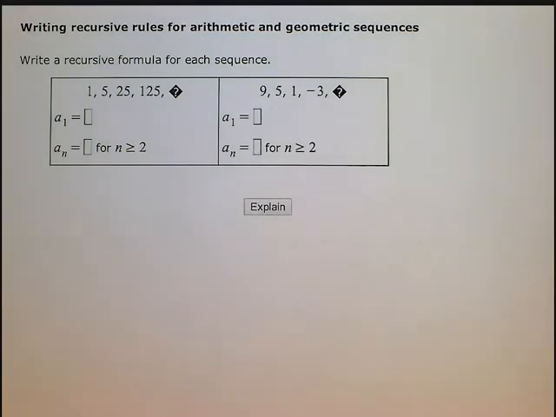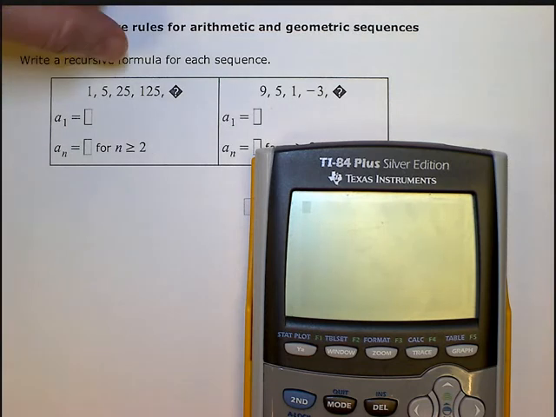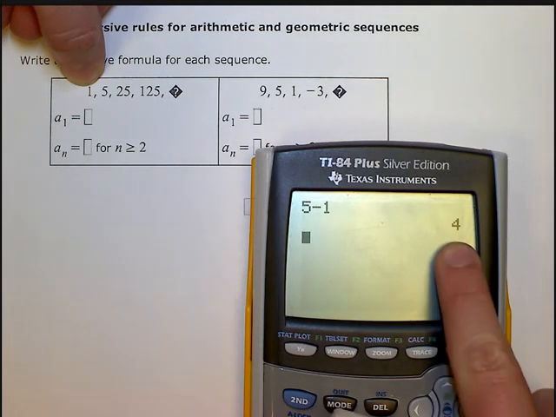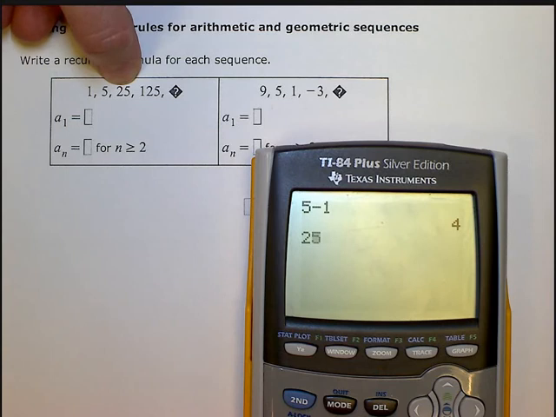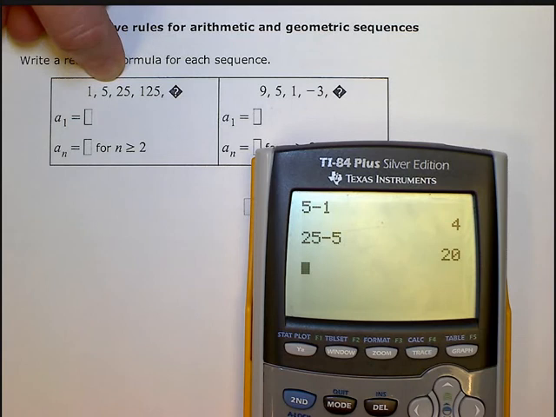Now if that's not obvious to you, here's a good way to check on your calculator. All you have to do is take the second term and subtract the first term. This is checking to see if it's arithmetic. There's 4. Then take the third term and subtract the second term. If these numbers are different like this, we know it cannot be arithmetic. So now we check to see if it's geometric.